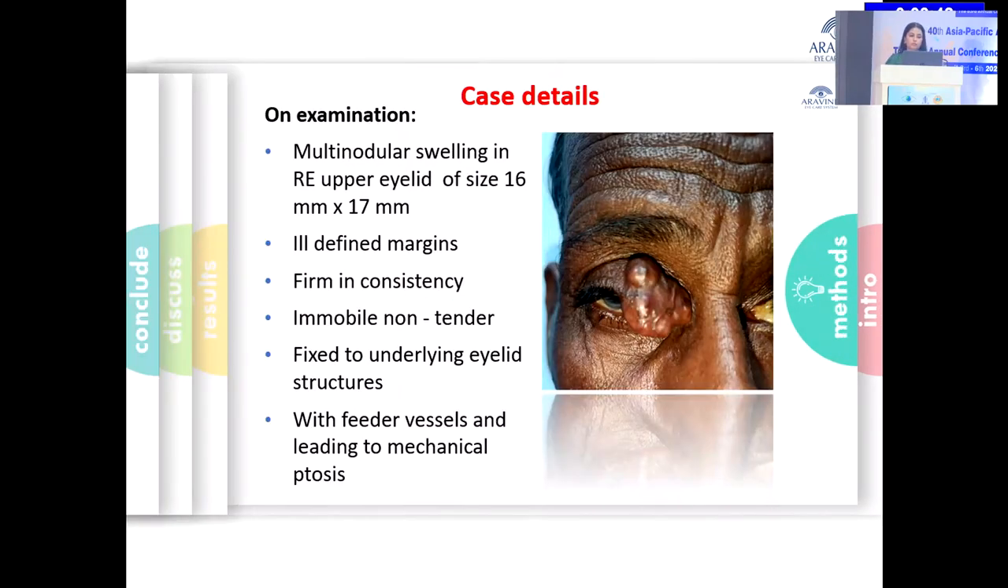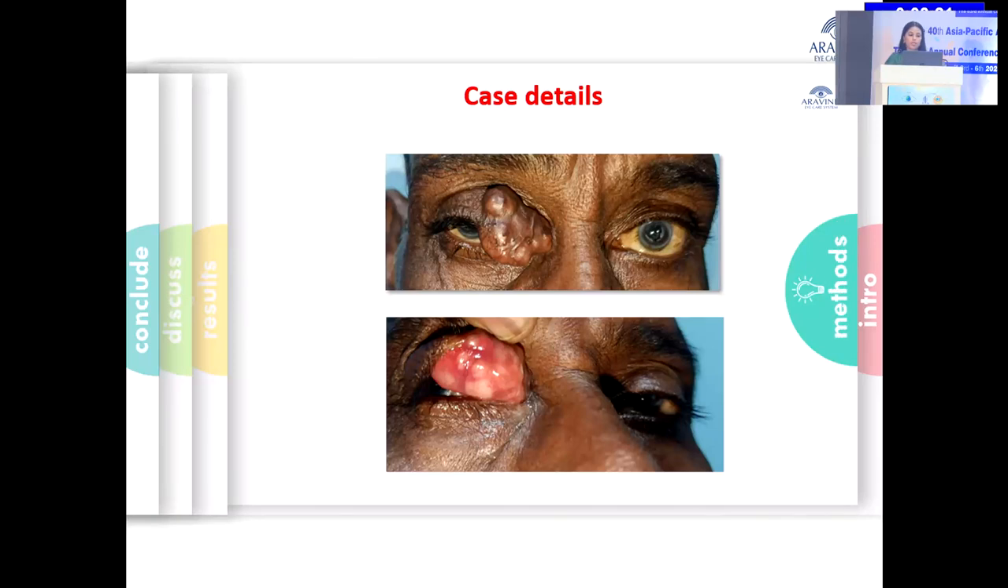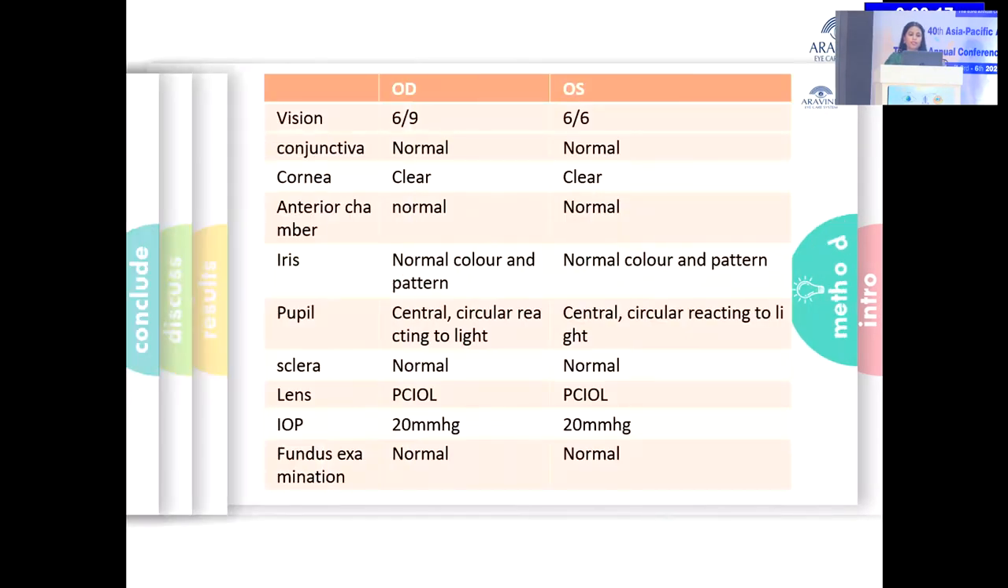Here is the examination of the eyelid tumor. It was a multinodular swelling of the right upper lid, size approximately 16×17, with ill-defined margins, firm in consistency, immobile, non-tender, fixed to the underlying eyelid structure with feeder vessels and leading to mechanical ptosis. Here is the clinical photograph of the patient. The examination of both eyes was normal and the patient was pseudophakic in both eyes.